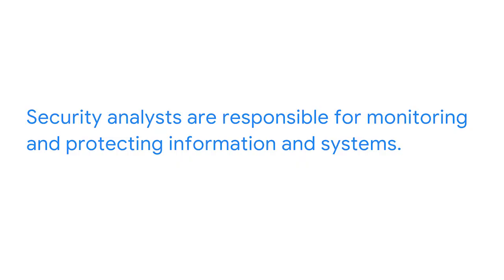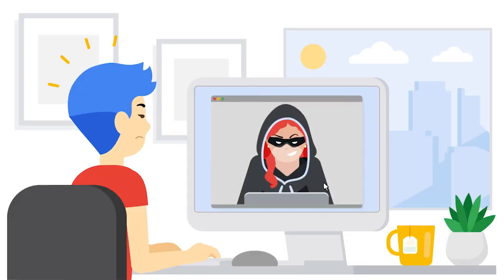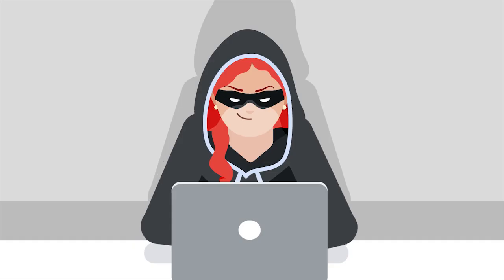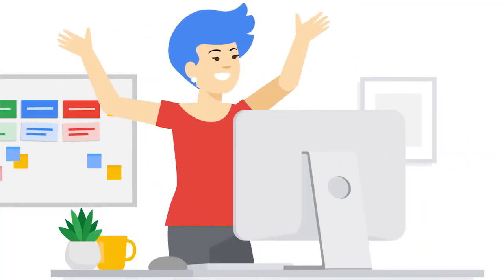Security analysts are responsible for monitoring and protecting information and systems. Now, we'll discuss 3 primary responsibilities of a security analyst, starting with protecting computer and network systems. Protecting computer and network systems requires an analyst to monitor an organization's internal network. If a threat is detected, then an analyst is generally the first to respond.